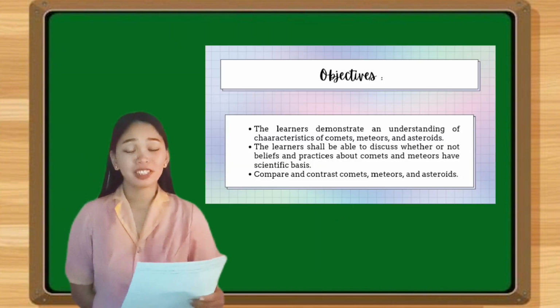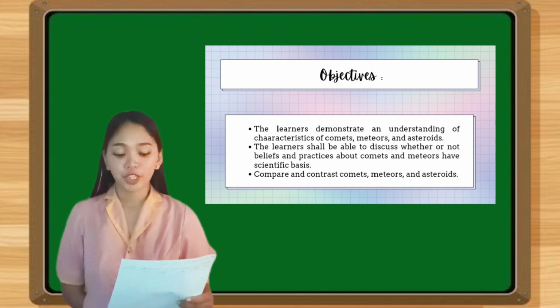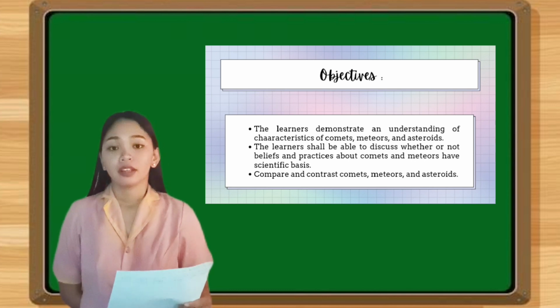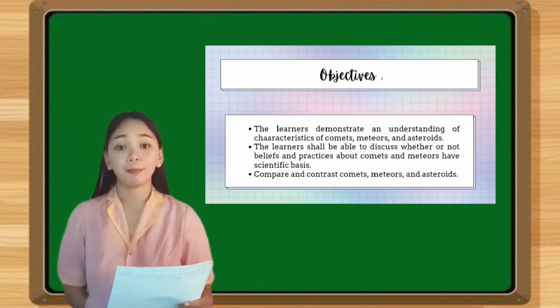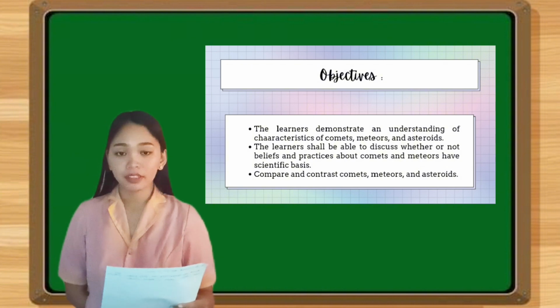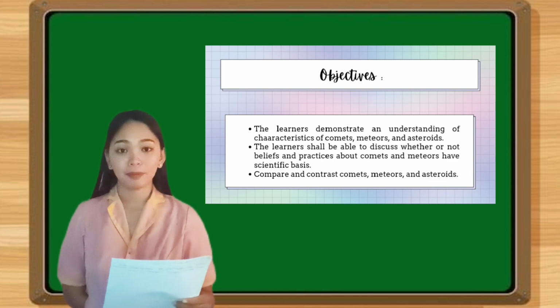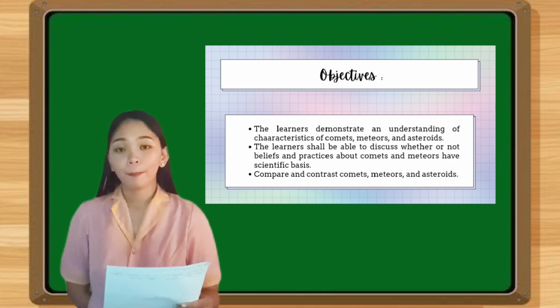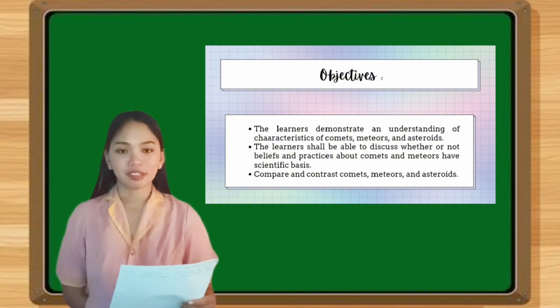The learners demonstrate an understanding of characteristics of comets, meteors, and asteroids. The learner shall be able to discuss whether or not beliefs and practices about comets, meteors, and asteroids have scientific basis. Compare and contrast comets, meteors, and asteroids.